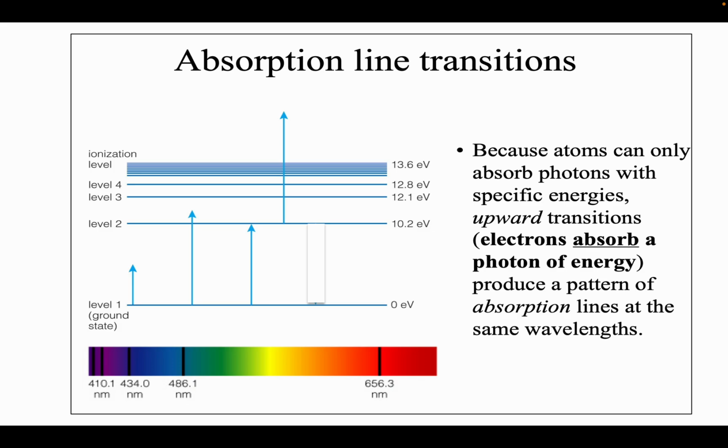Because atoms only absorb photons with specific energy, the upward transition can produce a pattern of absorption lines at specific wavelengths.